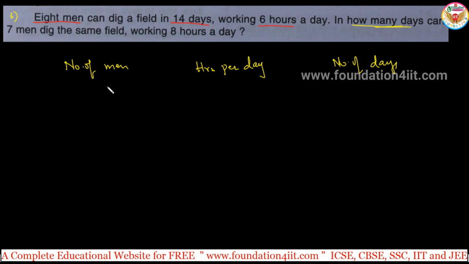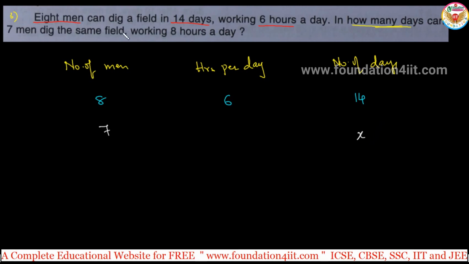Remember, right? Here is 8 men, 6 hours per day. It will take 14 days. Second line, how many days? Let it be x days. Can 7 men, same field, working 8 hours per day. So after writing like this, what you have to calculate, make it the last line, last column. And the other two you can take here.